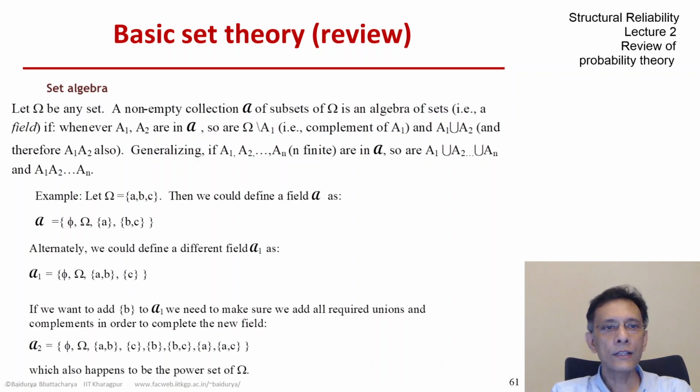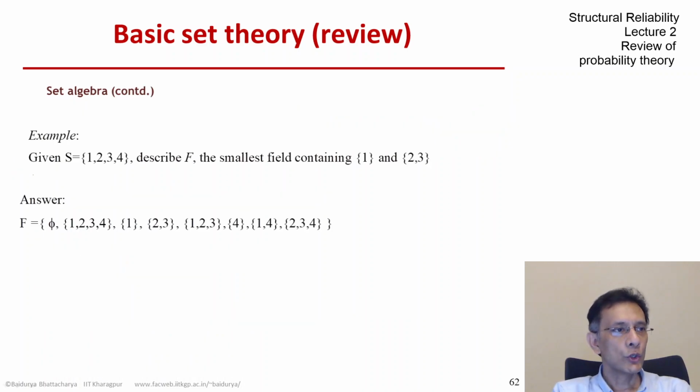In the next slide, let's work through a small example defining the smallest algebra that contains 2 sets of our interest. So given the sample space of 1, 2, 3, and 4, we want to define a field that contains {1} and {2, 3}. So then we have to start with the null set and the universal set, and then {1} and {2, 3} are there, but because they are there, the union must be there.